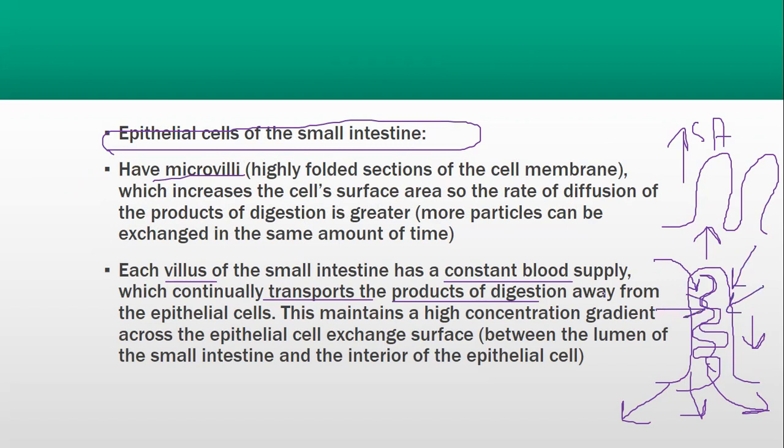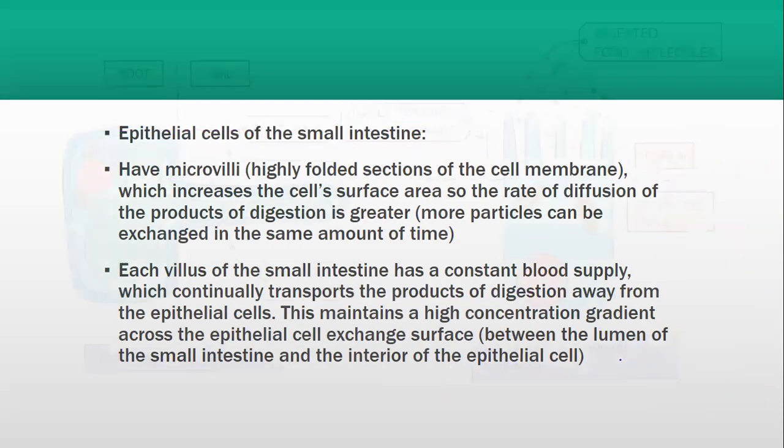Here two factors come in. Microvilli have a large surface area due to the membrane folding. Also, due to the constant blood supply, the products which are absorbed are taken away from the villus into the human body by the blood. So the gradient inside the microvillus remains low, the outside gradient remains high, and hence the transport keeps going on faster. Rate of diffusion remains faster due to the difference in the concentration gradient between the lumen of the small intestine and the interior of the epithelial cells, which has a low concentration. Lumen has a high concentration.